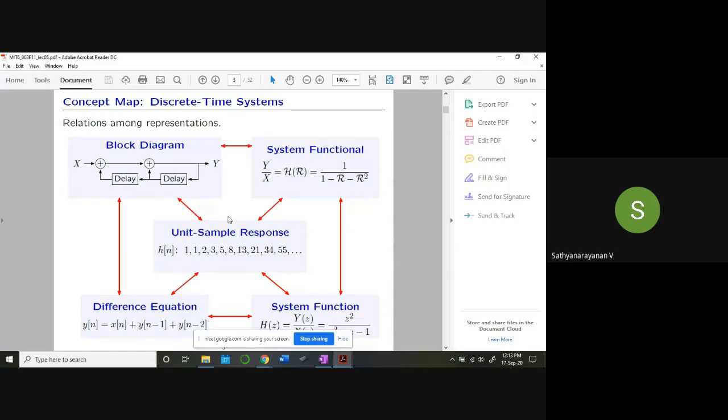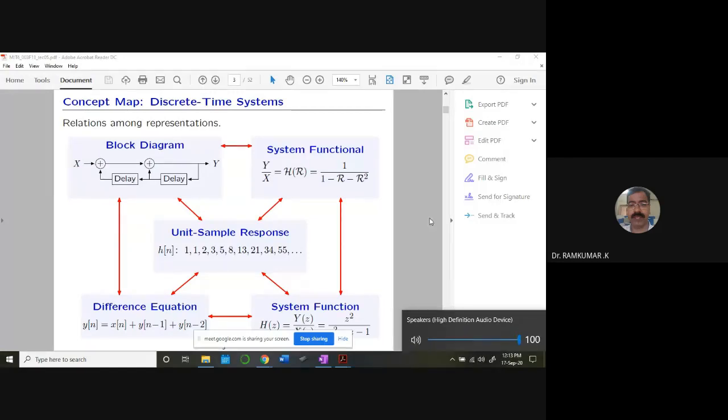R equal to 1 by z. Your voice is not clear, man. Raise your voice a little bit. Yeah, now you can talk. What is that? R is equal to 1 by z. That's the key point. Anything else?